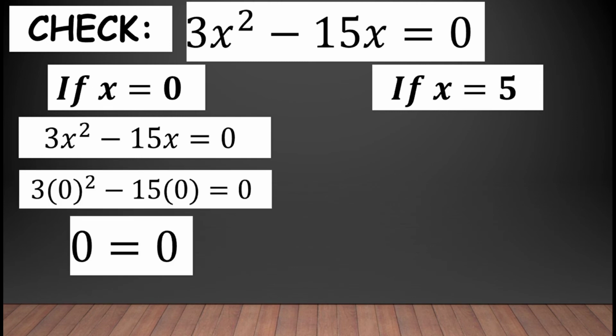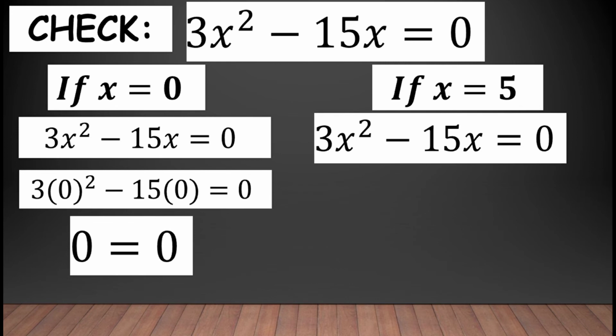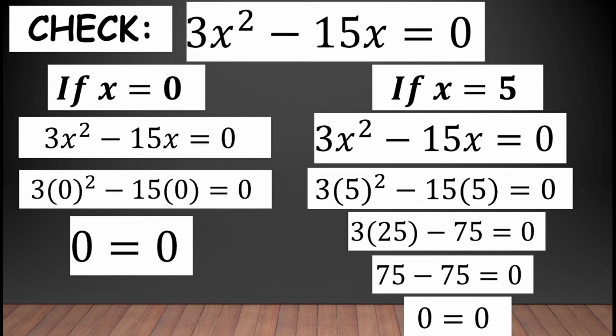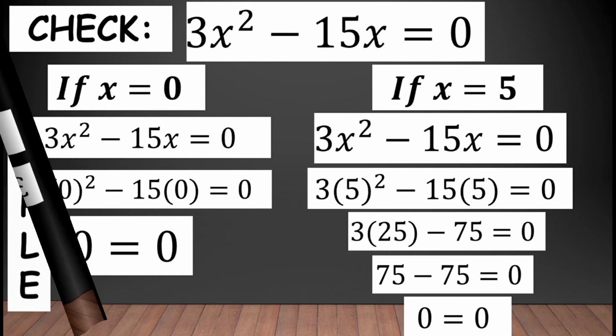Simplifying it, 0 is equal to 0. If x is equal to 5, again, substitute it into 3x squared minus 15x equals 0. Simplify, again, 0 is equal to 0. This means that the true solutions are 0 and 5.